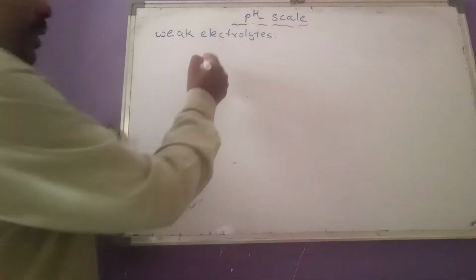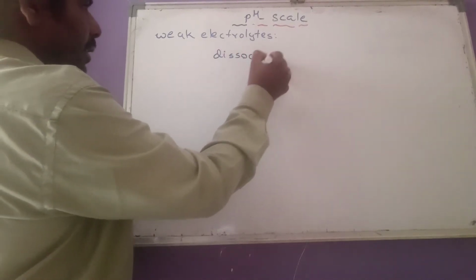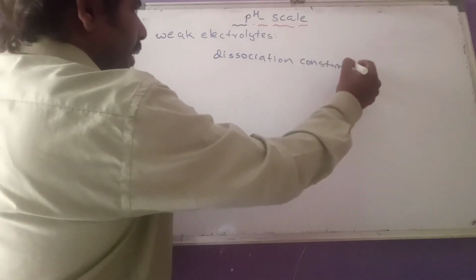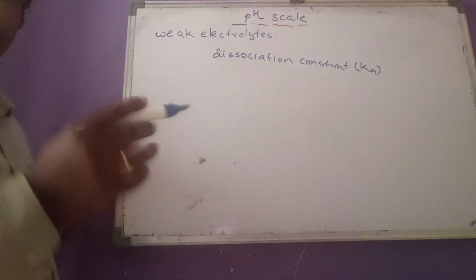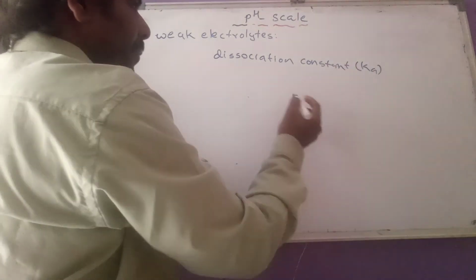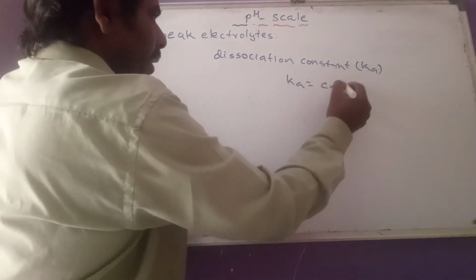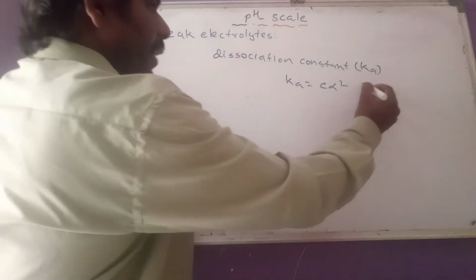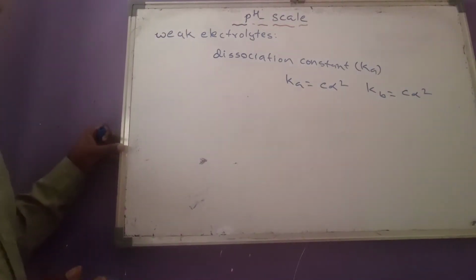And another important one, dissociation constant. What is a dissociation constant? That is Ka for acid and Kb for base. What is the formula for dissociation constant? Ka equals C alpha square. Similarly for bases, the dissociation constant is also taken as C alpha square.